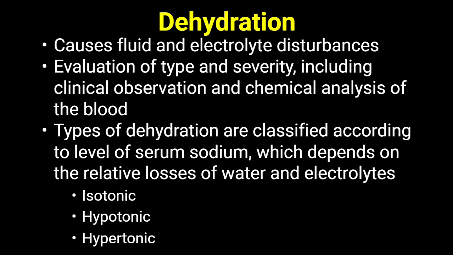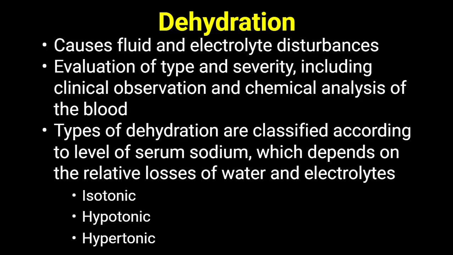Isotonic dehydration is the most common type in children. Water and sodium are lost in approximately equal amounts, so the serum sodium remains normal. Hypotonic dehydration occurs when more sodium is lost than water, resulting in a low serum sodium level. Fluid shifts into the body's cells, which can worsen circulatory volume depletion. Hypertonic dehydration occurs when more water is lost than sodium, causing an elevated serum sodium level. Fluid shifts out of the cells, and children may appear less dehydrated than they actually are, while being at increased risk for neurologic complications.